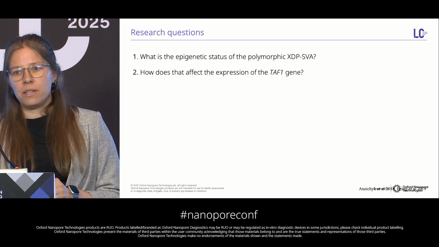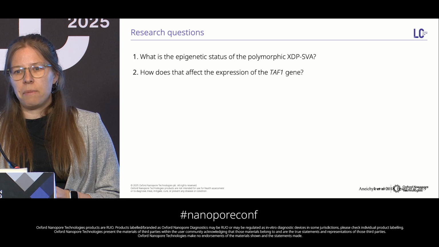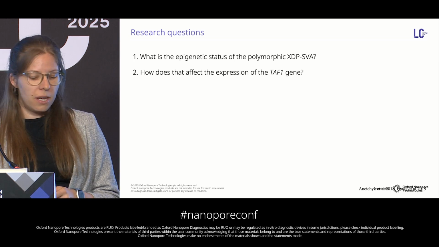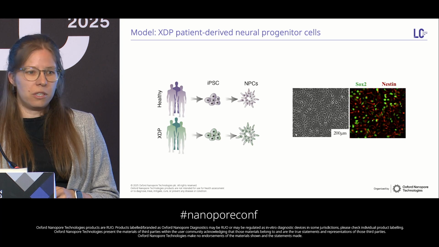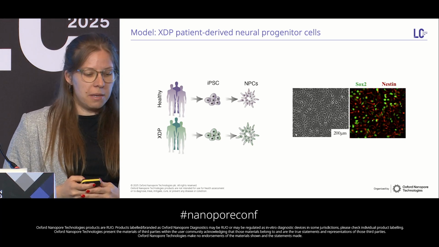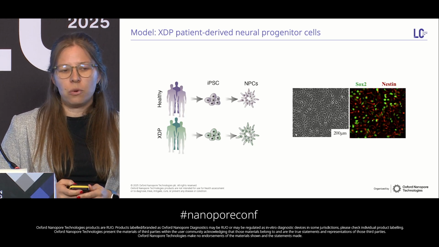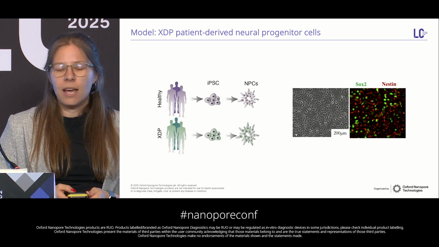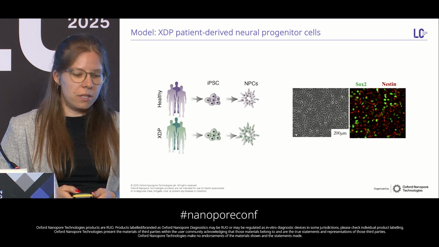So we have two main research questions that I'm going to tell you about today. The first one is, what is the epigenetic status of this XDP-SVA? And the second one is, how does this affect the expression of the TAF1 gene? So first of all, to study this, we developed an XDP patient-derived model where we have iPSC cells that we converted to NPCs, neural progenitor cells, and we used that to study the epigenetic pattern of this insertion.